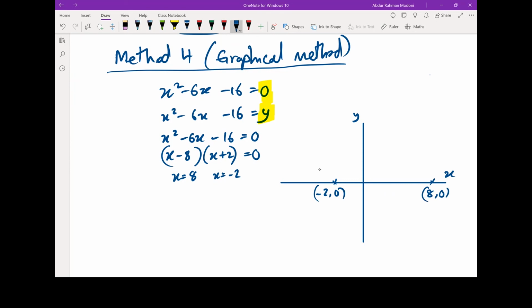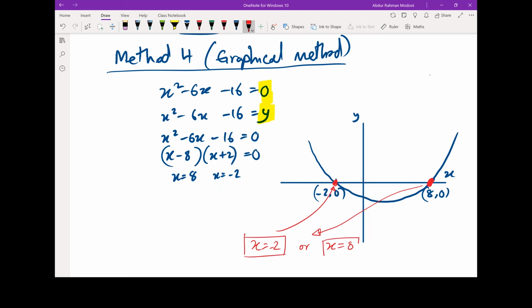So what we would have had is a sketch. And the sketch would have been a quadratic. And where it goes through the x-axis, i.e. when y is 0, that is solving graphically. So if you simply read off the x values here, x is equal to minus 2 or x is equal to 8 would be our solutions. If we had the graph drawn, we would simply be reading off where it crosses the x-axis, which is when y is 0.